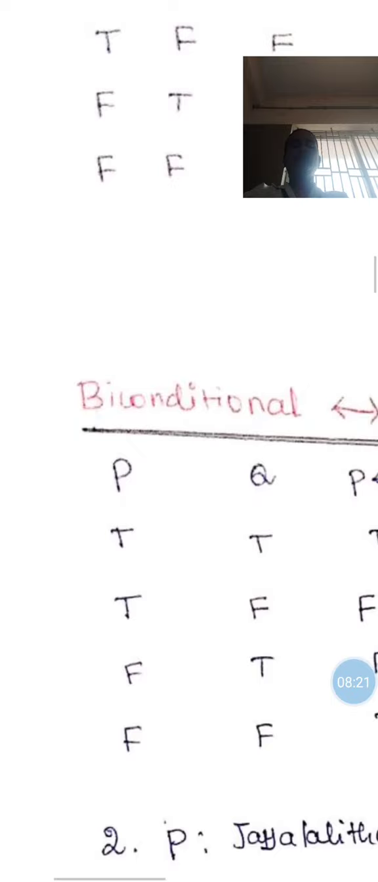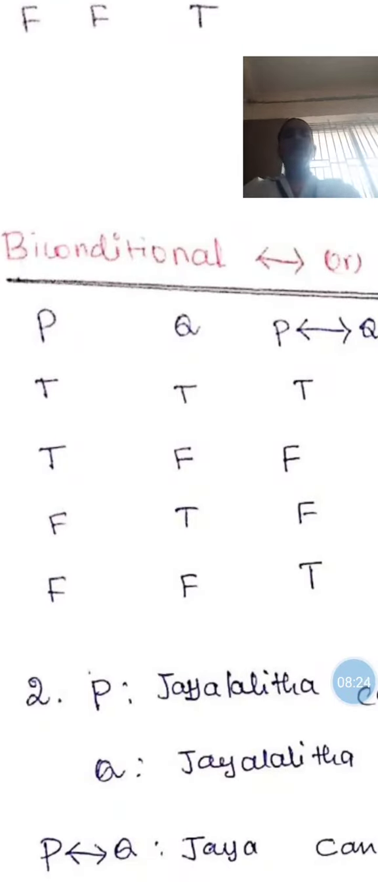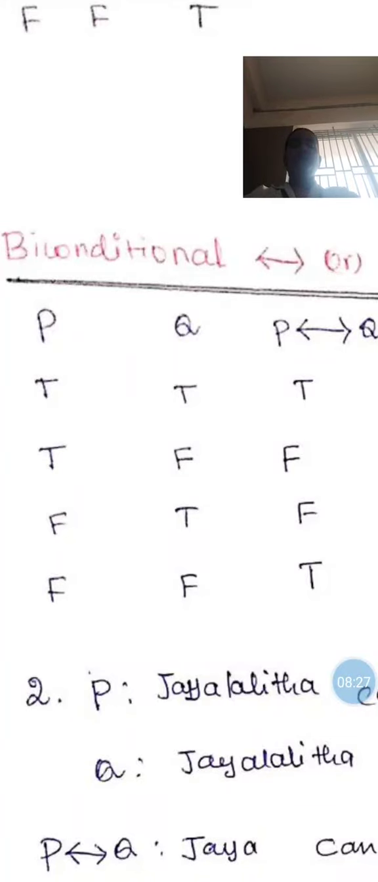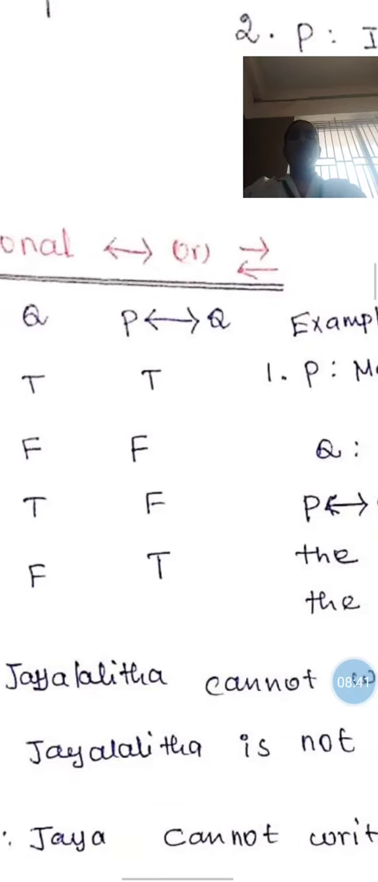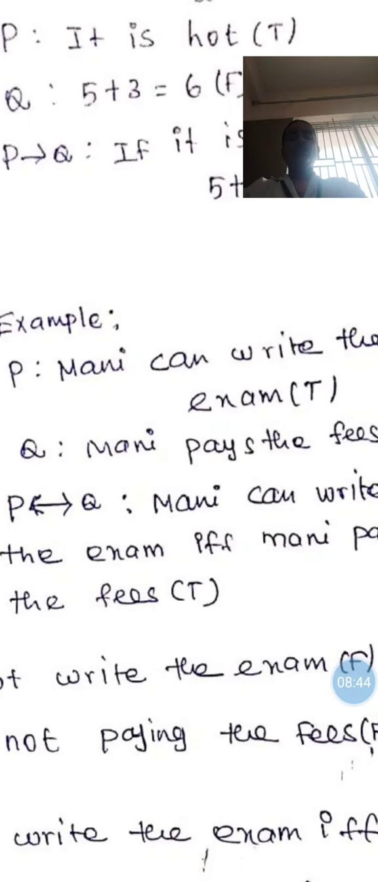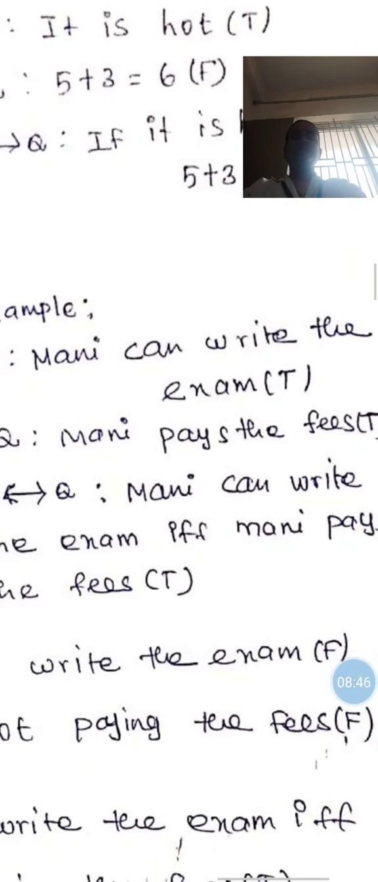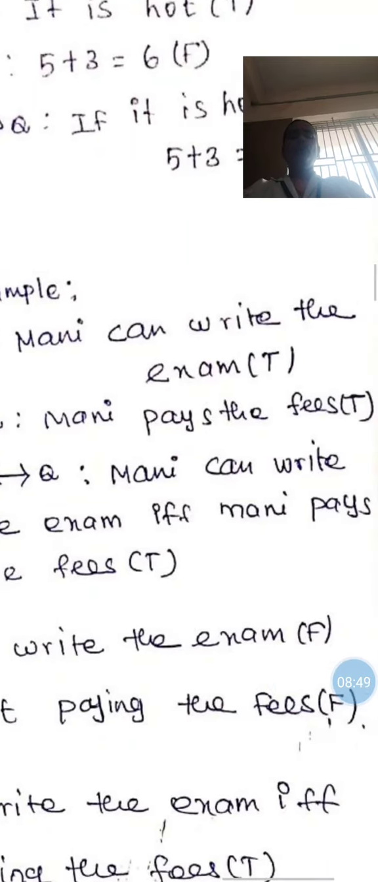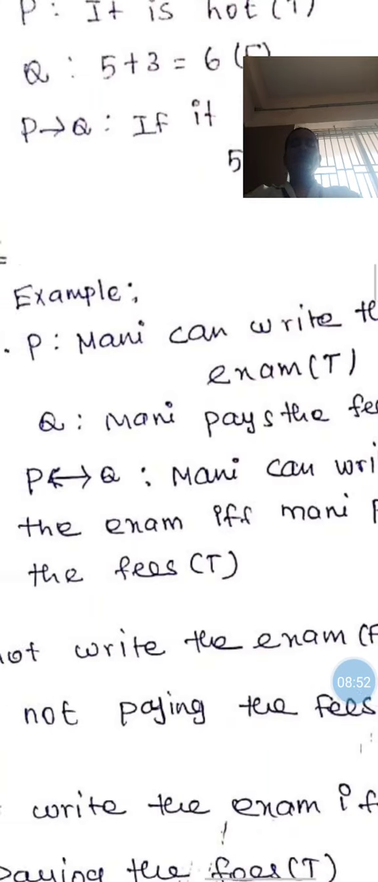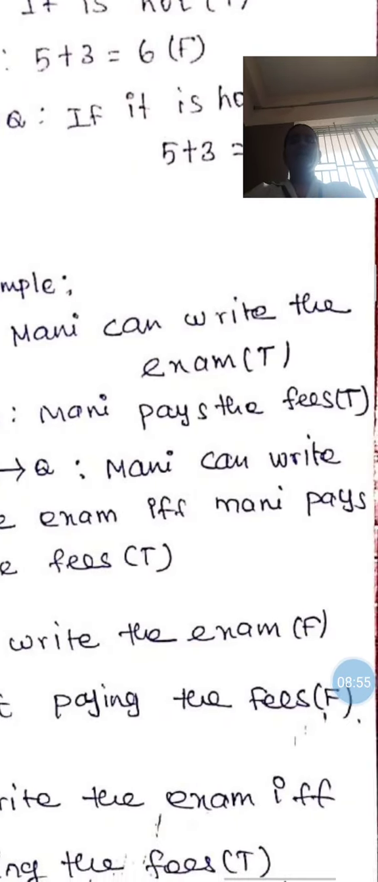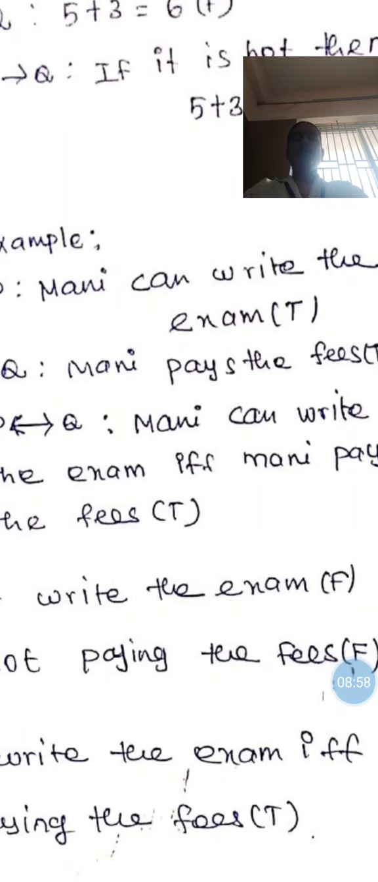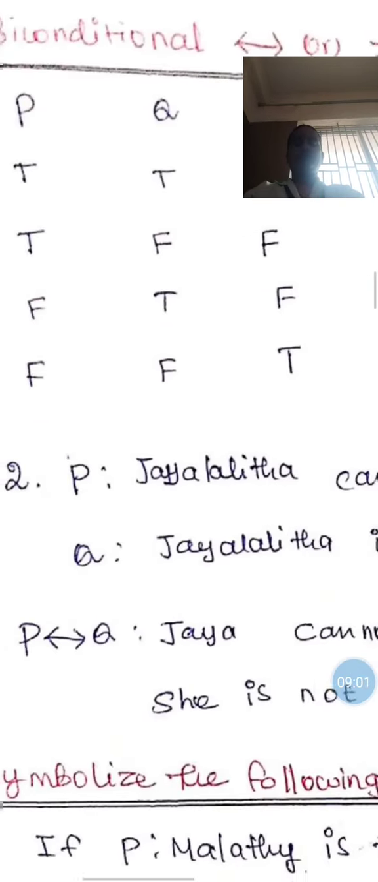Next one is the truth table for the biconditional. We take P and Q as two propositions. If both P and Q are true, and also if both P and Q are false, then P biconditional Q is true. If one of P and Q is false, then P biconditional Q is false. Example, we take the proposition P, Mani can write the exam. This is true. Q, Mani pays the fees. It is true. P biconditional Q is Mani can write the exam if and only if Mani pays the fees. It is a true statement.